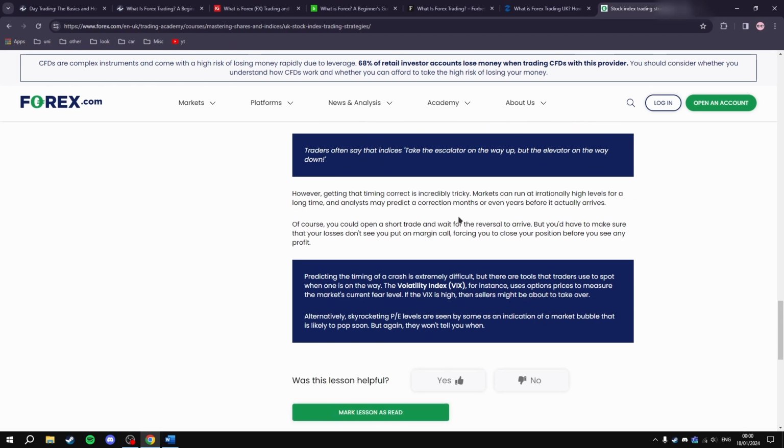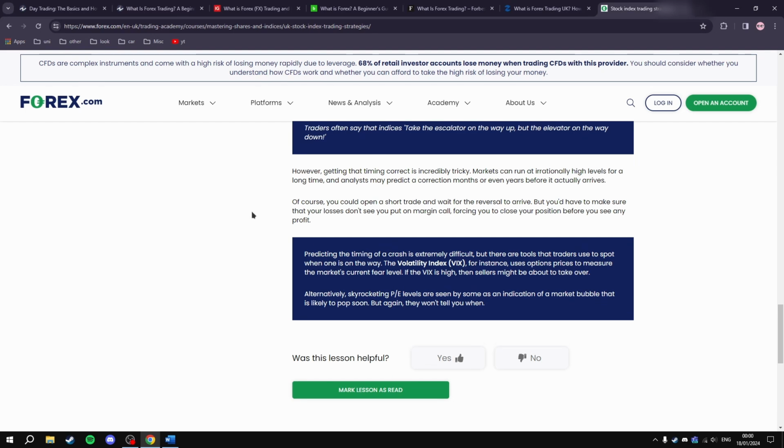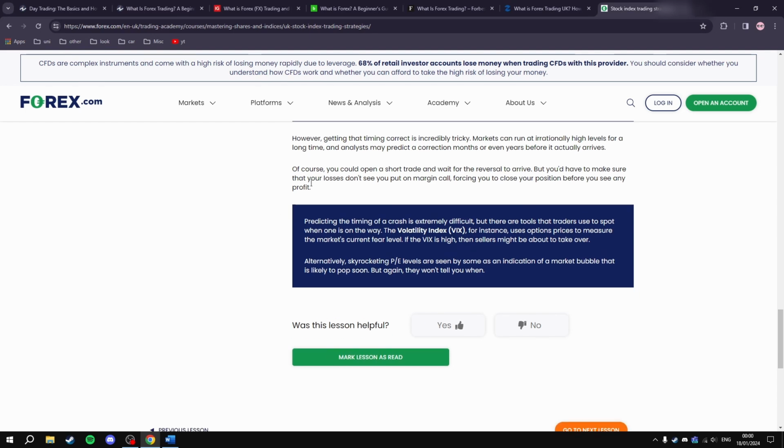However, getting that timing perfect is incredibly tricky. Markets can run at irrationally high levels for a long time, and analysts may predict a correction months or even years before it actually arrives. Of course, you can open a short trade and wait for the reversal to arrive, but you would have to make sure that your losses don't see you put on margin call, forcing you to close your position before you see any profit. Predicting the timing of a crash is extremely difficult, but there are tools that traders use to spot one when it is on the way.